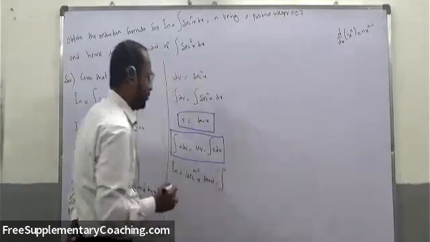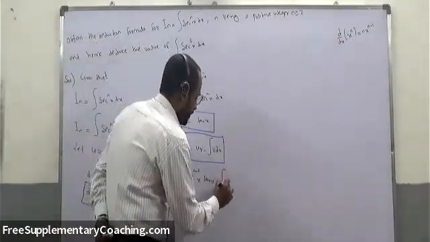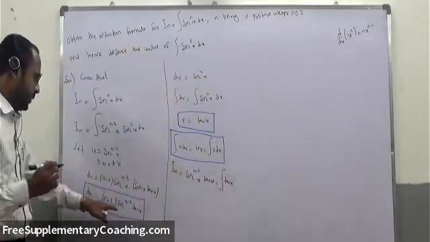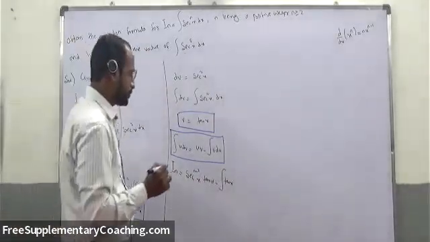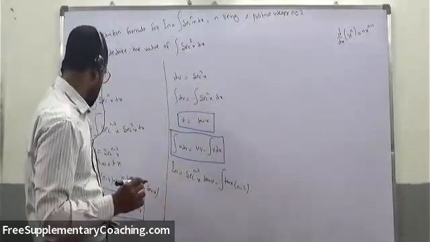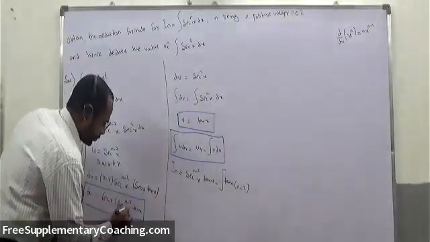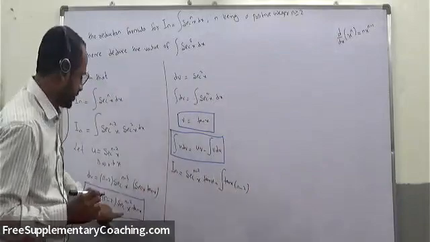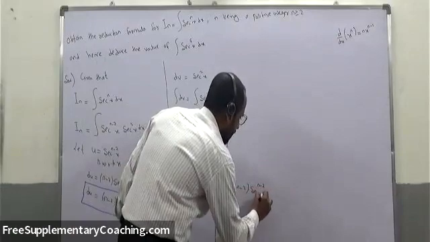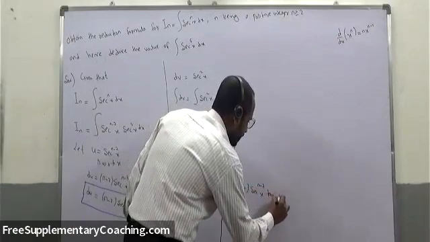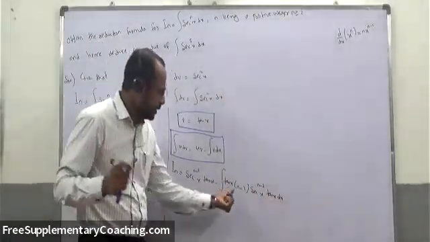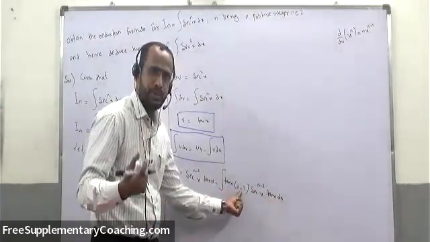Minus integration of v into du. V is tan x. Du is a complete term. What is this term? N minus 2 secant power n minus 2 x into tan x into dx. I'm writing here. Okay. See here, this n minus 2 is a constant. Take it out.